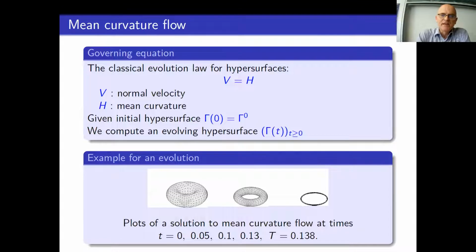So when you have given an initial hypersurface, Gamma_0, then we would like to compute a family of hypersurfaces which are time dependent and which follow the law above. And the typical situation is that the enclosed volume decreases and the enclosed volume goes to 0, typically in finite time. We see an example evolution down here where you have a donut type surface, and this shrinks to 0 enclosed volume in finite time.